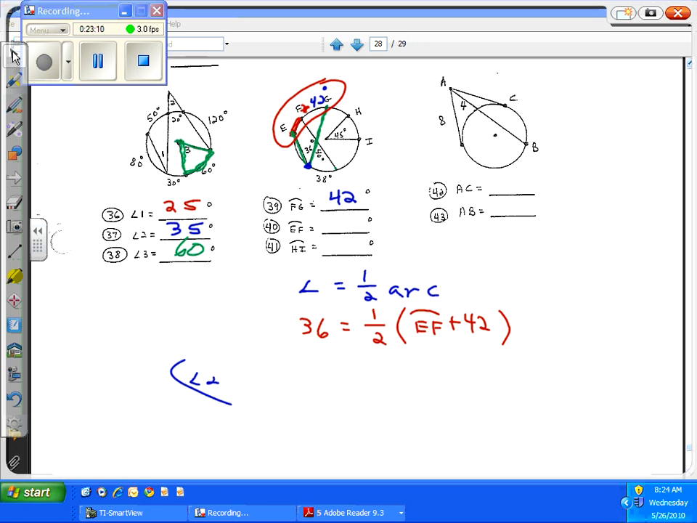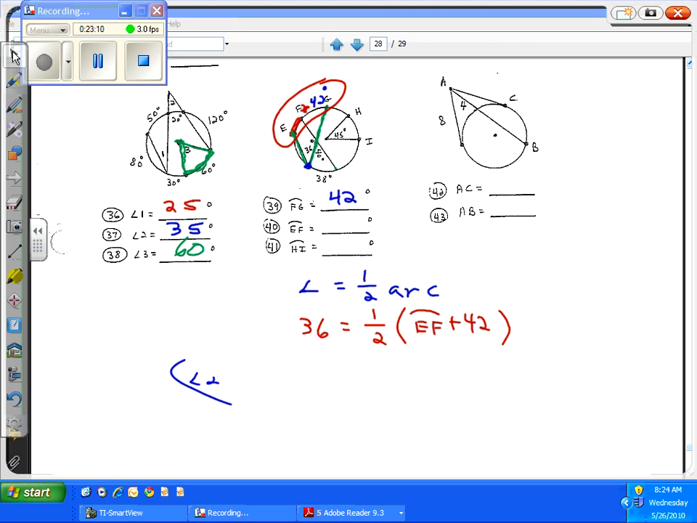Well, we know the angle is 36. So the angle 36 is equal to 1/2 the arc. We don't know the arc. But the arc is the sum of those two pieces, right? That's a plus sign. So we could say that that angle whose vertex is on the circle is half of the arc that it hits, and the arc that it hits is EF plus 42 added together.